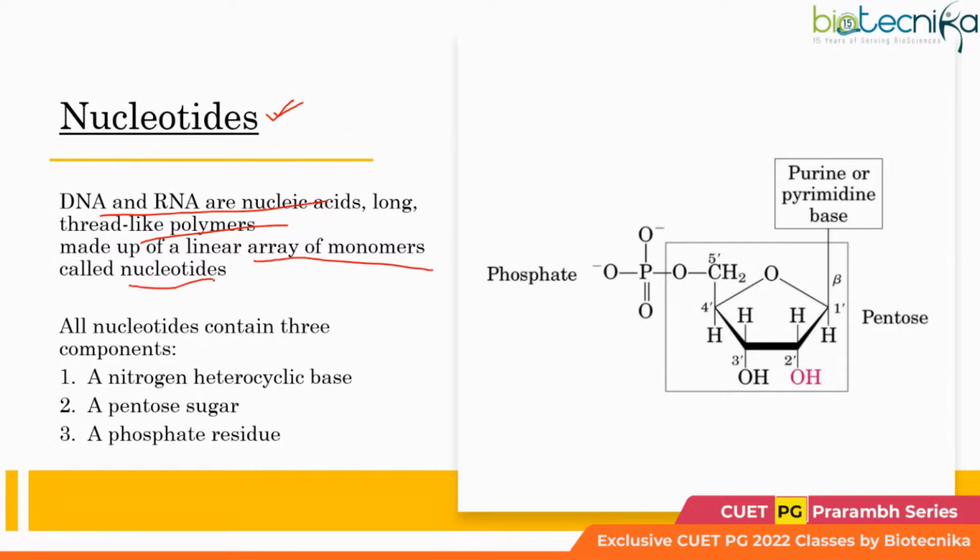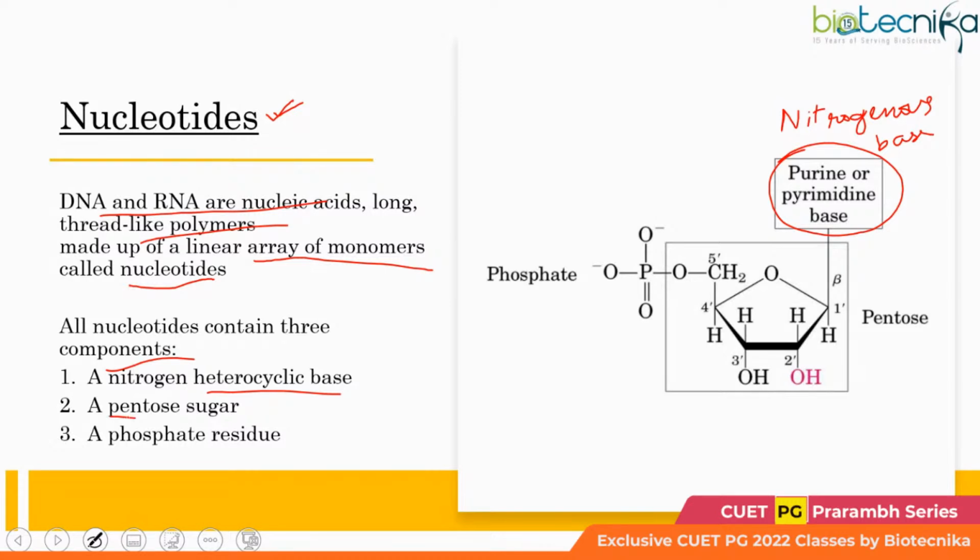So what does a nucleotide look like? It actually has three components. One is a nitrogen heterocyclic base, that's called the nitrogenous base. It is of two types, one is purine, one is pyrimidine. The reason these are bases is because they are rich in amino groups, and nitrogen because they contain a rich content of nitrogen.